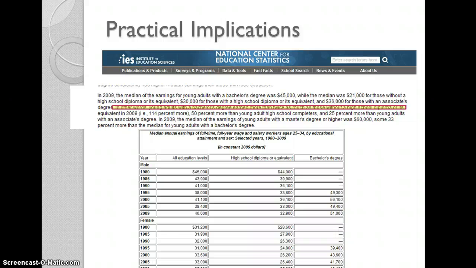Okay, so we could always just give people numbers, but if we don't tell them what it means to them, it's worthless. So this is information from the National Center for Education Statistics, and it's a whole bunch of data about the education level, the average wage, whether you have a high school diploma or a bachelor's degree. And there was a paragraph preceding this table, and I highlighted the part that was important, that would give you the implication. It says, in other words, young adults with a bachelor's degree earned more than twice as much as those without a high school diploma or its equivalent in 2009. It's telling you, here's the numbers, but what does this actually mean to you?